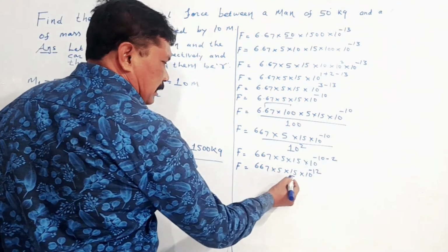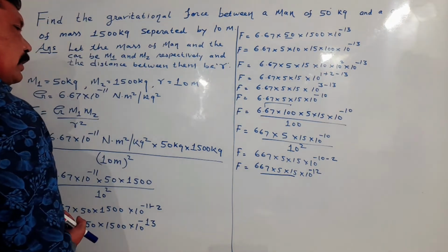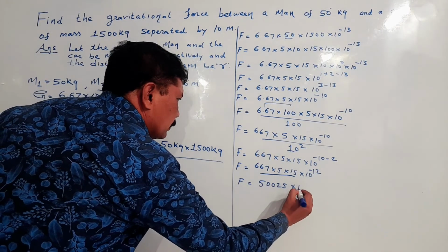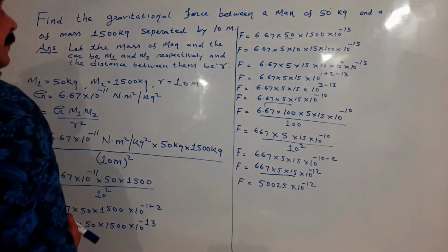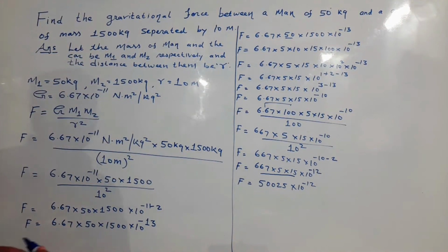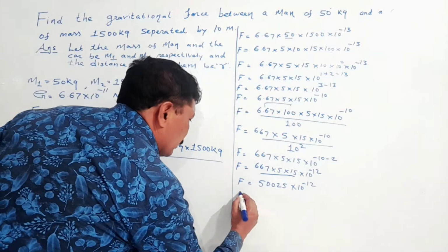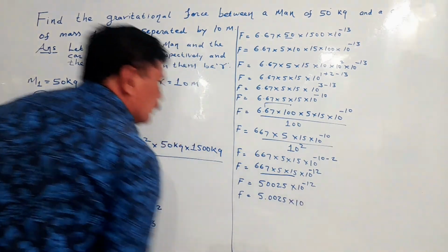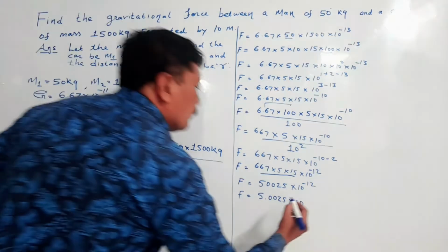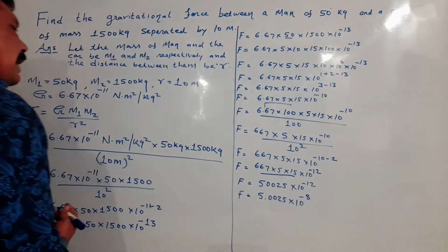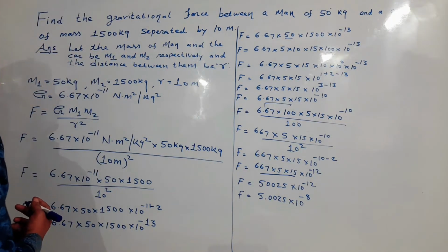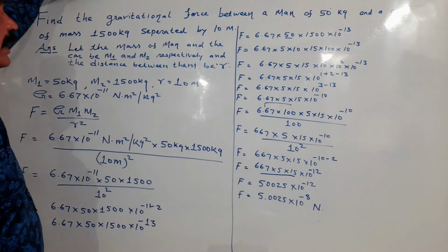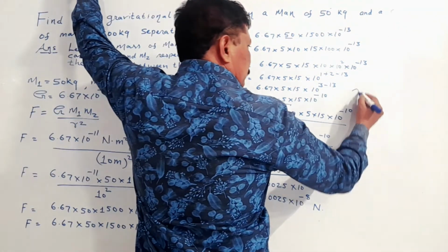So my dear student, if you multiply this 667 into 5 into 15, we get F is equal to 5005 into 10 to the power minus 12. Now here we have to take one digit before the decimal point. So F is equal to 5.005 into 10 to the power, we will get minus 8. So my dear student, here the force is 5.005 into 10 to the power minus 8 Newton.